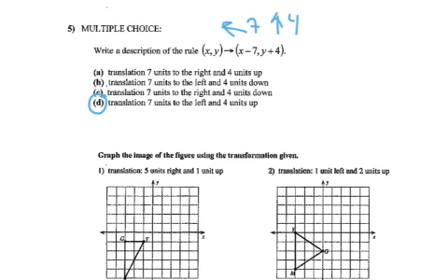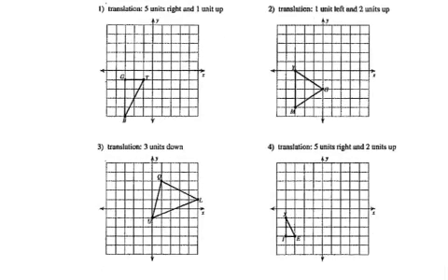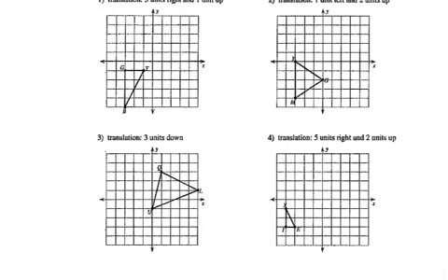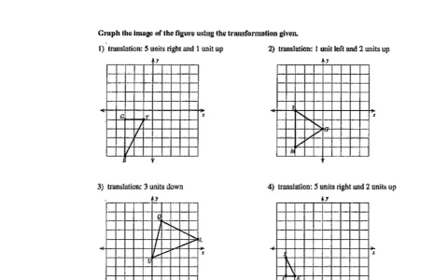Please remember that your pre-image is your original image. Your image is the one that denotes the translation. And the one that denotes the translation after the translation always has those little prime marks. So, for example, P prime would be after the translation. Your homework and what you're going to work on right now would be questions 1, 2, 3, and 4 on this page. Basically, you are just going to graph the image following the translations listed.